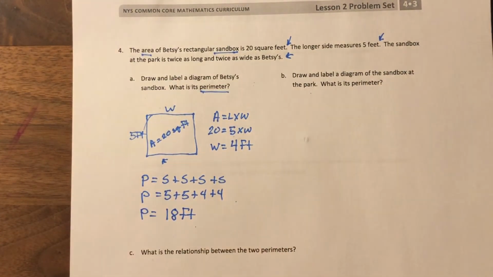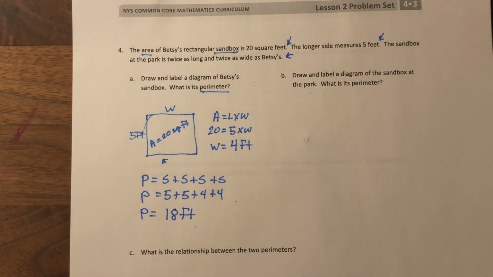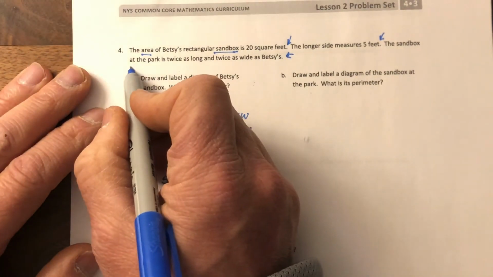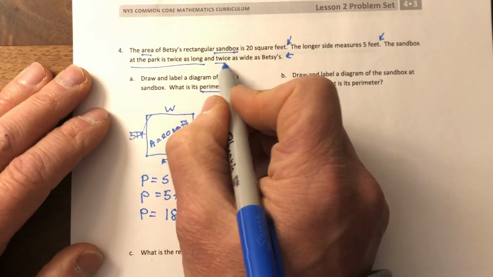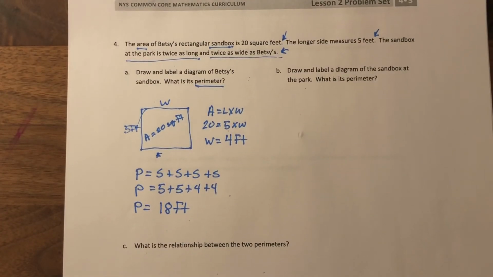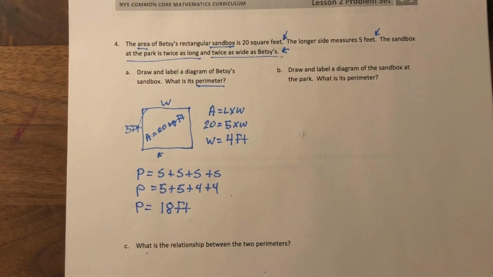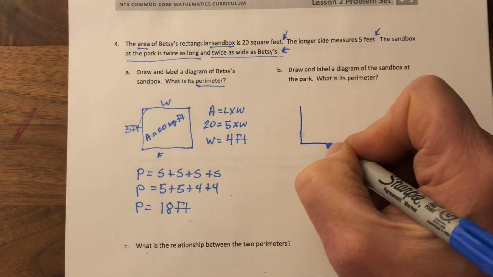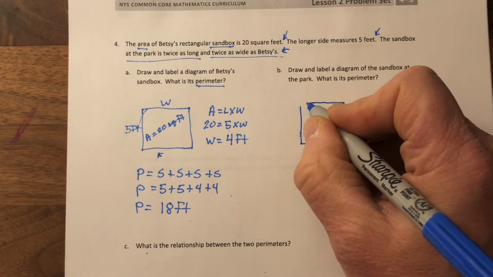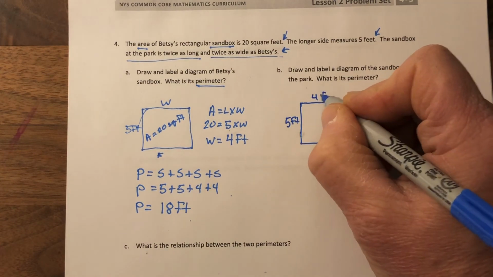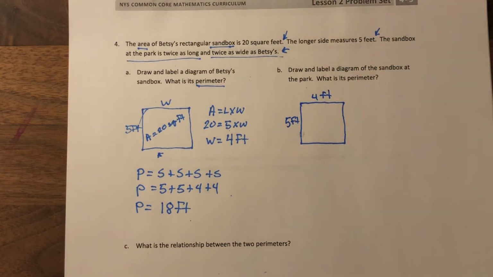So over here it says, draw and label a diagram of the sandbox at the park. So up here is my clues. The sandbox at the park is twice as long and twice as wide. Okay, twice as long and twice as wide. Well, let's draw that out. I'm gonna start off with one of the same exact size as I got here, okay? And I'm gonna say this is 5 feet, this is 4 feet, okay? There, now it's twice as long and twice as wide.